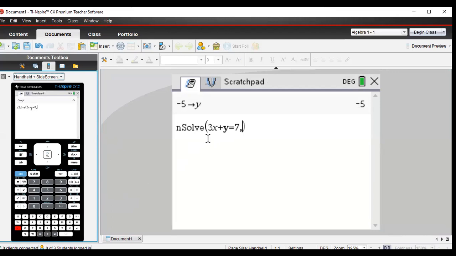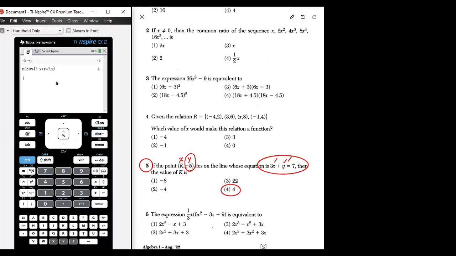Notice the y is bolded, and it should be. We're solving for x, and it tells us that the x coordinate should be 4. So if I go back to my iPad, you can see that the answer is 4. Boom. So you can use nSolve on this. You just have to get rid of one of the variables again. If there's 2 variables, you get rid of one.